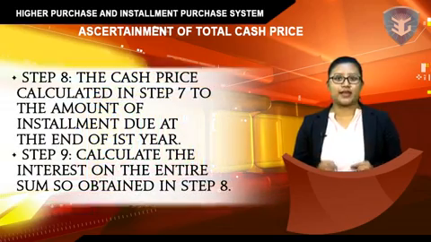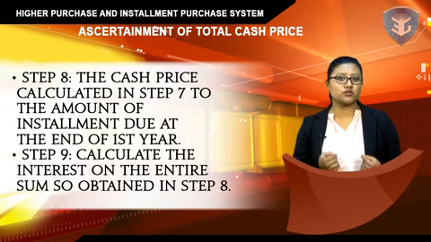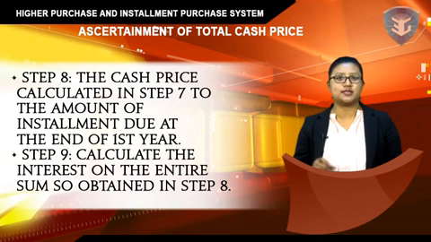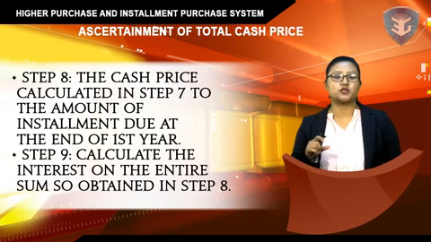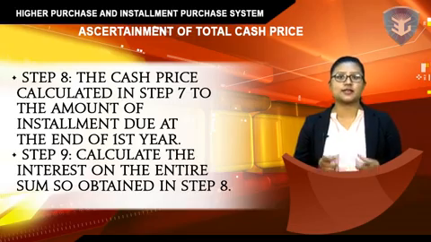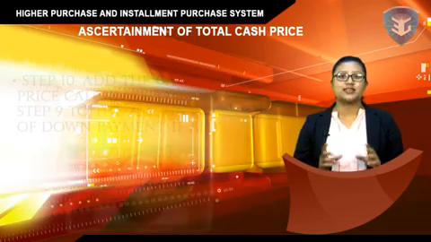Step 8. Add the cash price calculated in step 7 to the amount of installment due at the end of 1st year. Step 9. Calculate the interest on the entire sum so obtained in step 8. Deduct this interest from the total amount due at the end of the 1st year to get the outstanding cash price at the time of the 1st installment. Step 10.